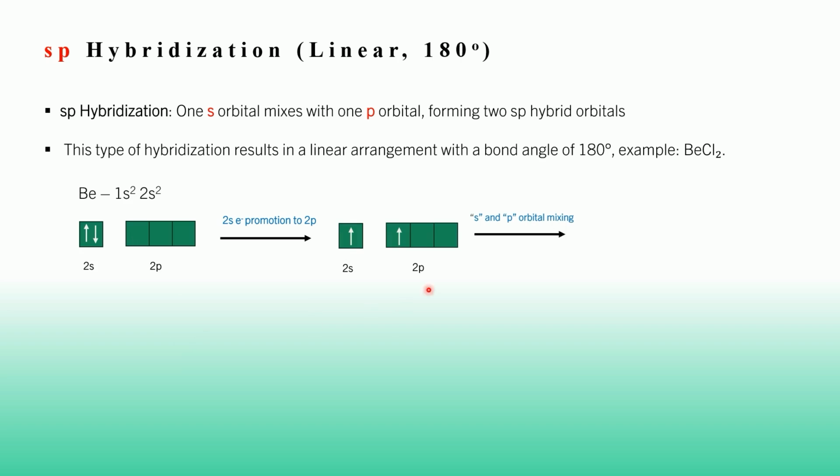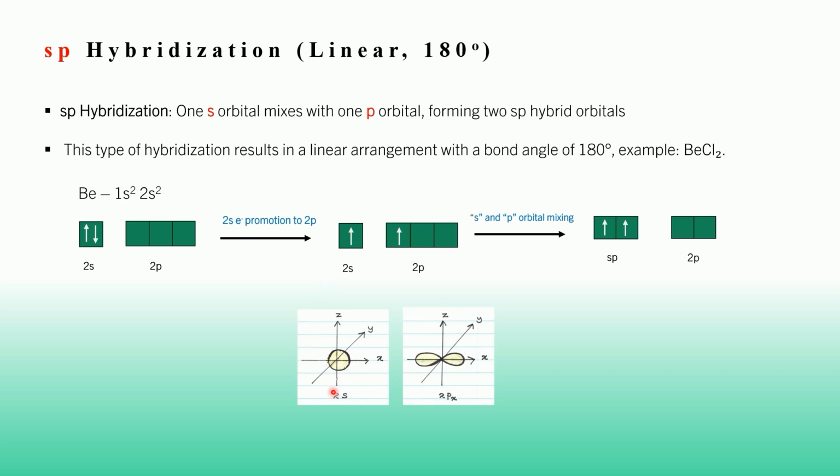Next step, now the one s orbital and this occupied p orbital mix together. We call this hybridization. 2 orbitals mix, they form 2 hybridized orbitals. These hybridized orbitals we call sp. The remaining 2p orbitals are left blank.